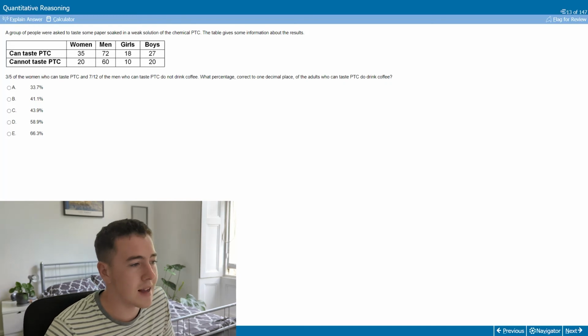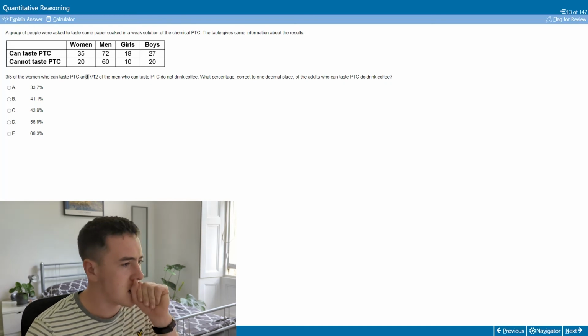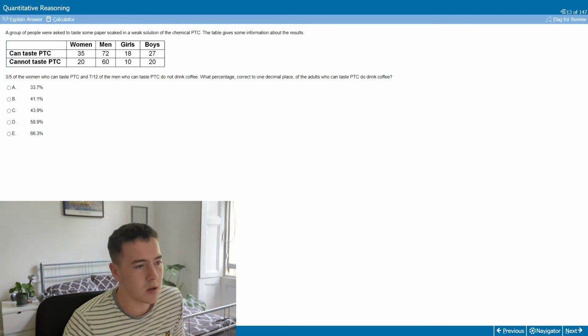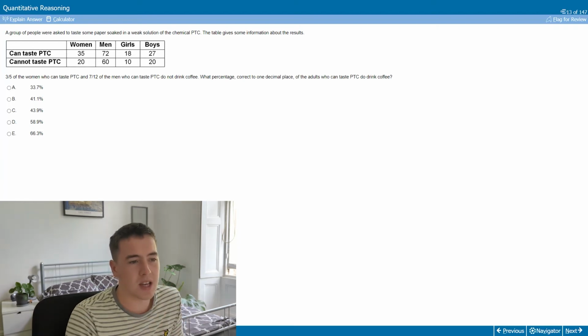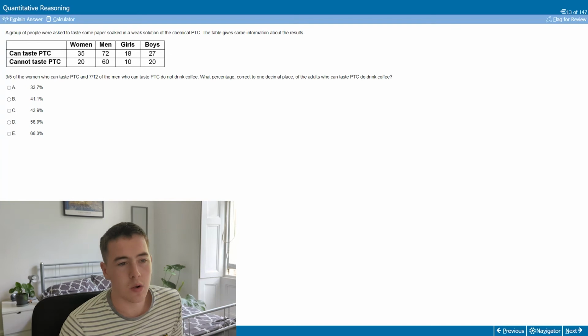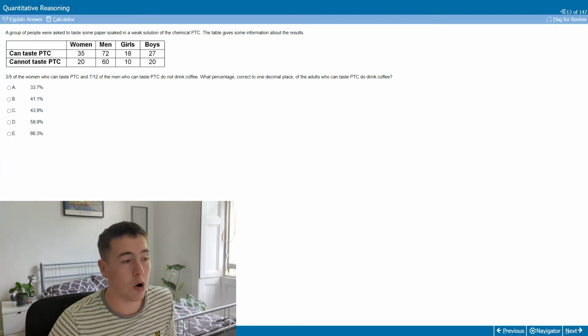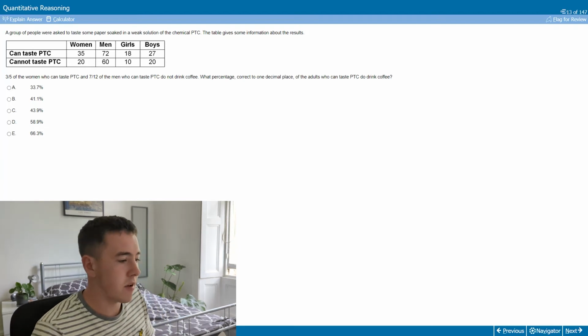3/5 of women who can taste this and 7/12 of men who can taste this do not drink coffee. Okay, what percentage correct to 1 decimal place of adults, so that's assuming women and men are together, who can taste PTC do drink coffee? Okay, so we've got the number of people who don't, so obviously we're just going to have to find the opposite of that. So we've got 35 women.